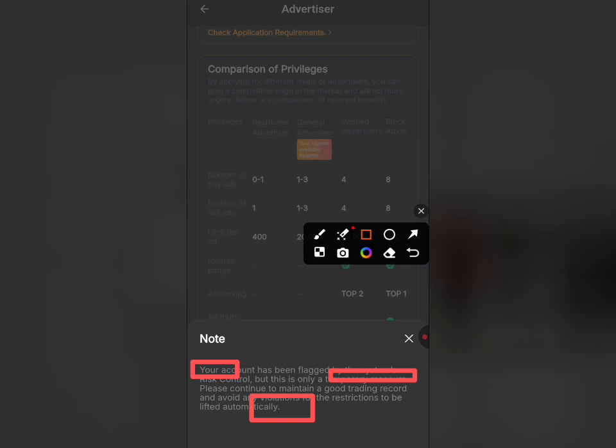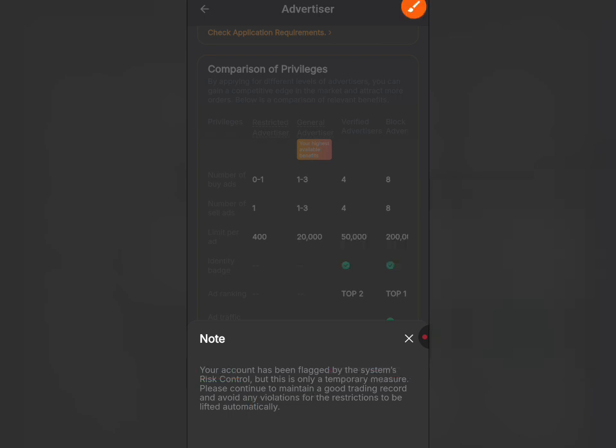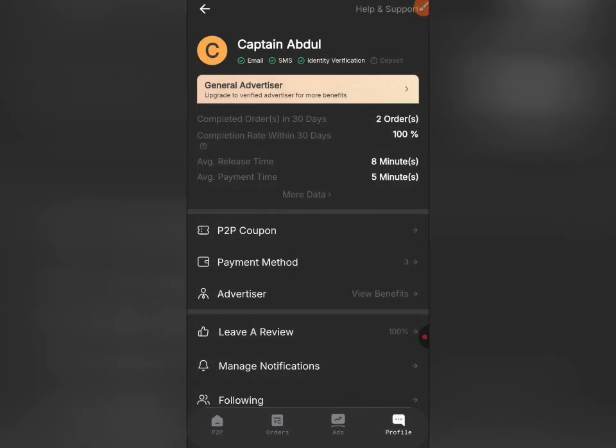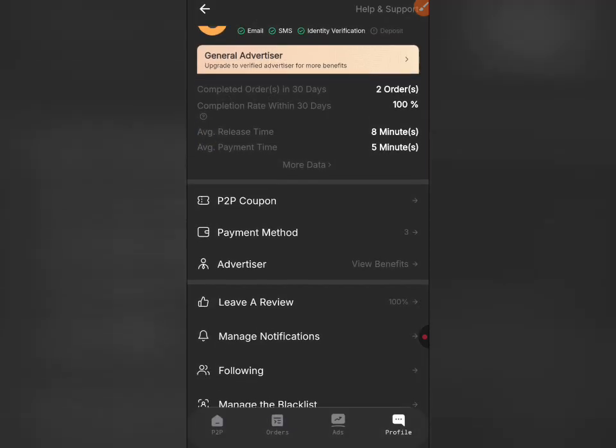So when I talk about good trading measures, make sure your trades are completed in time and you have a lesser release time and average time. Also, your review should not be less than 70 or 80 if you want to be able to move out from the restricted advertiser. So that is all about restricted advertiser.